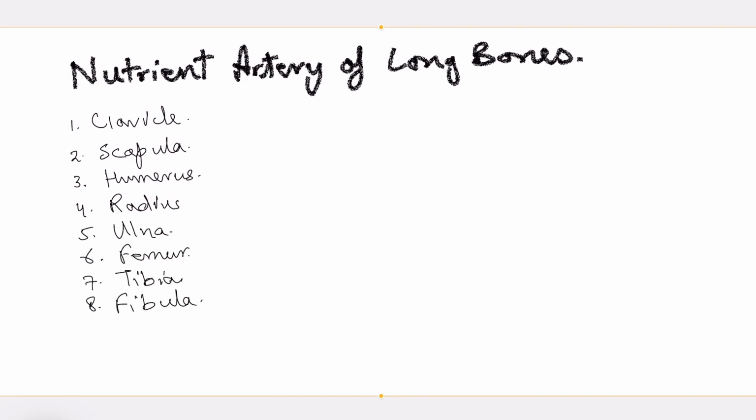So you know there are 7 long bones in the human body on one side, that makes 14 long bones overall in human body. But I've included scapula for a reason, I'll tell you soon. Without taking much time, you just need to know the answer for all of this. Clavicle, the blood supply is by nutrient branch of suprascapular artery. Now suprascapular artery is a branch of thyrocervical trunk, which is a branch of first part of subclavian artery.